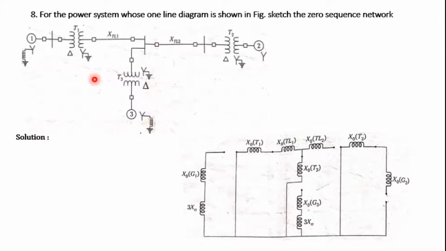How do we need to solve this? The generator G1 is grounded through a ground reactance, so X0 for the generator G1, and it is grounded through a neutral reactance, so it is 3 times Xn. We are going to close the series switch to the reference. For the transformer, the primary side is delta, so as I told you, if it is delta we need to close the shunt switch here. The secondary side is star grounded, so this series switch we are supposed to close.